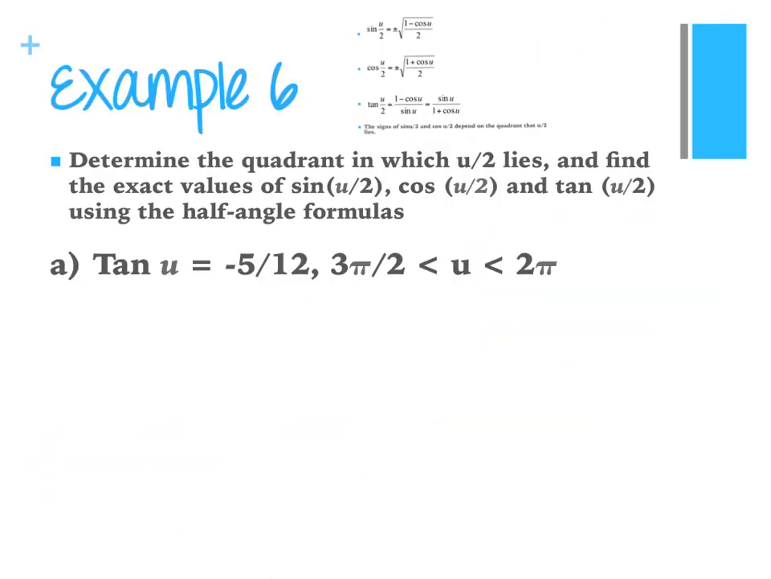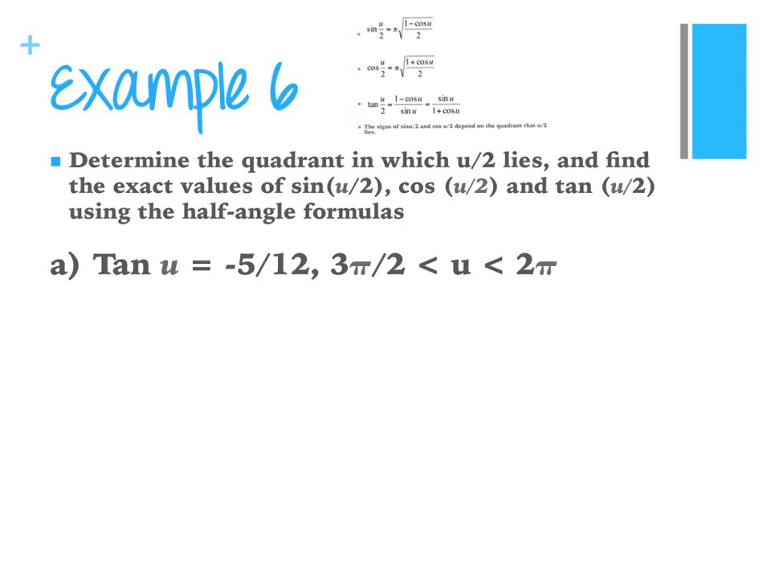Just like the double angles, we do the half angles with the triangles as well. Same initial setup. The tangent is going to be given to you, the location of that angle is going to be given to you, and then you plug it into your formulas. So determine the quadrant in which U/2 lies, and this is important because obviously you need to know if it's positive or negative. Find the exact values of sine U/2, cosine U/2, and tangent U/2.